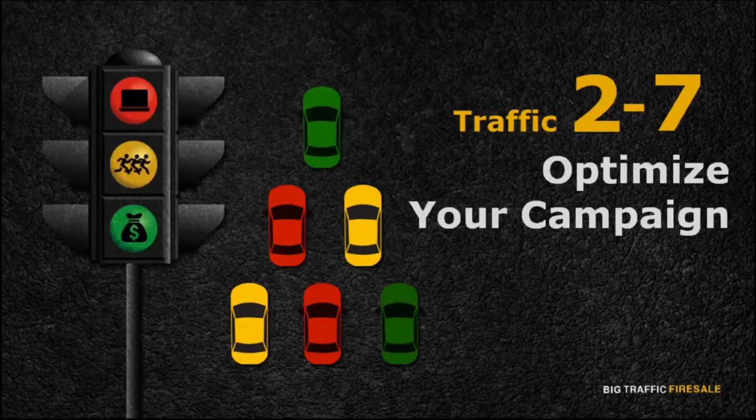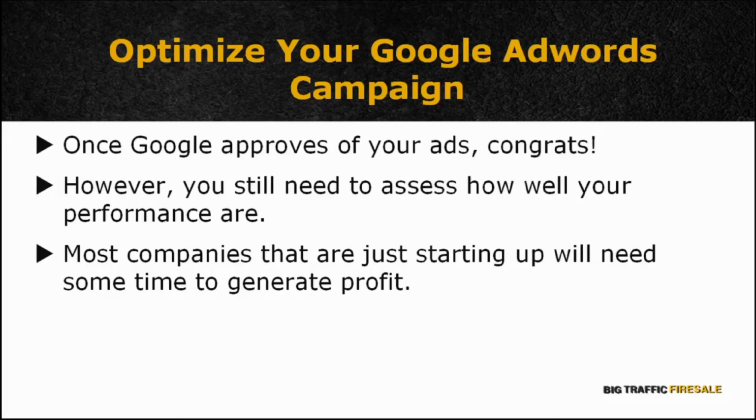Hey there, and welcome back. We've already gone through 7 modules of the Google AdWords series. You've learned about what Google AdWords is, what the mechanics are, how you can start your own campaign, and the strategies and tactics to go about it. We finally reached the last module, where it's all about optimizing your AdWords campaign. From the previous modules, I'm certain that you are now able to launch your Google AdWords campaign. Once Google approves your ads, congrats! You're now up and running.